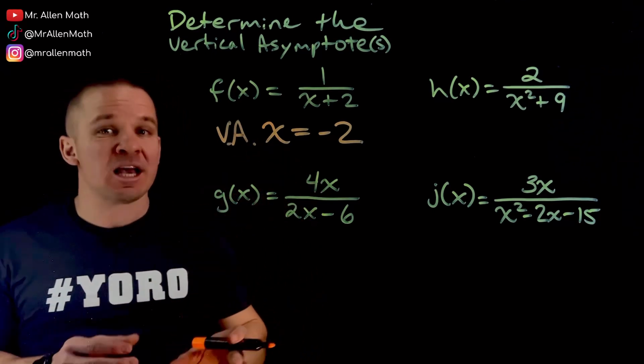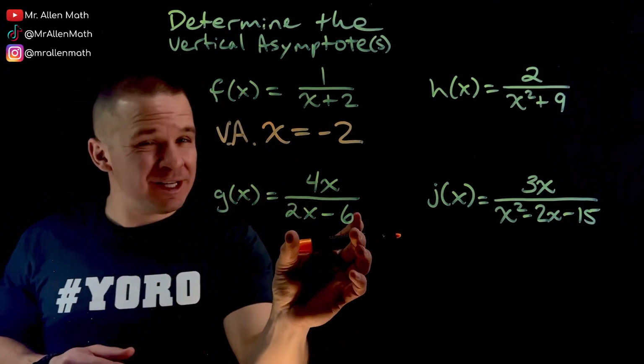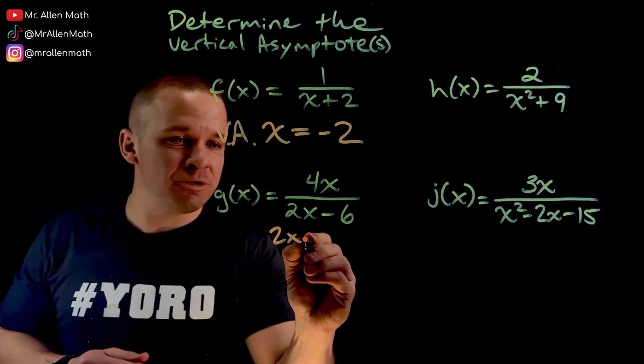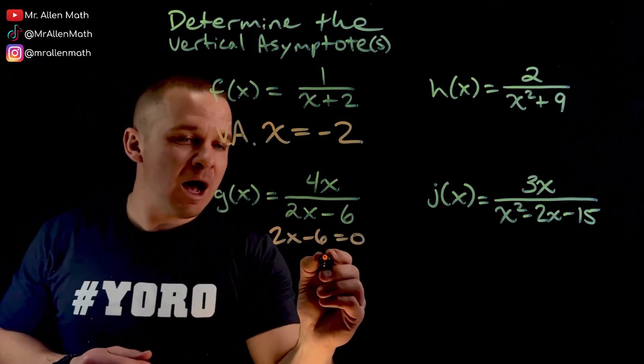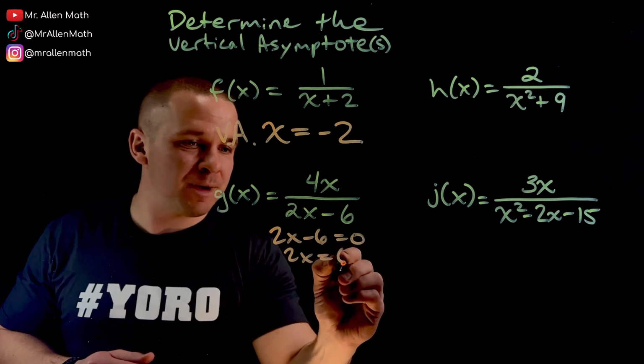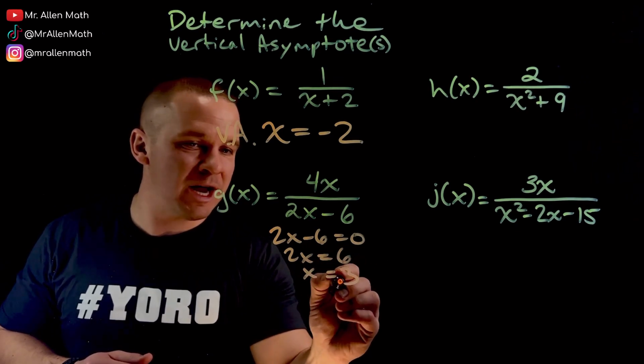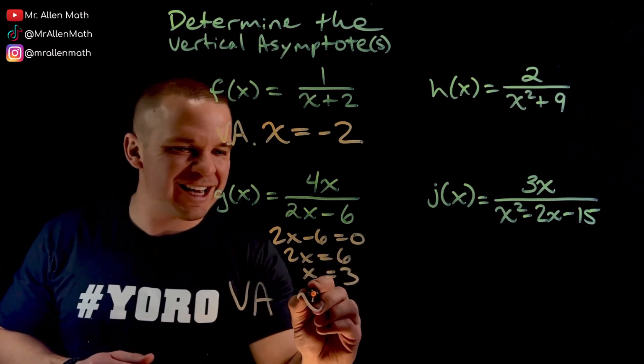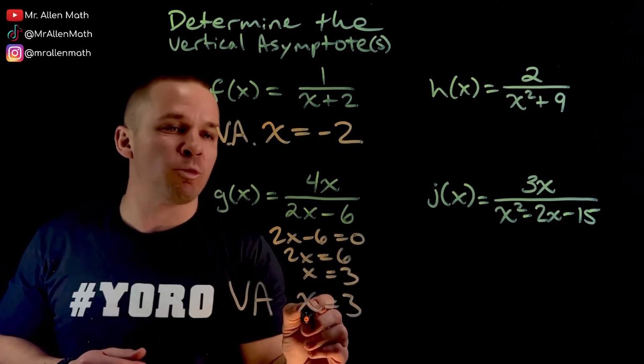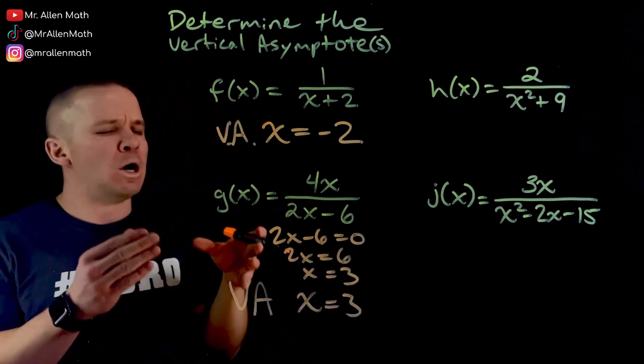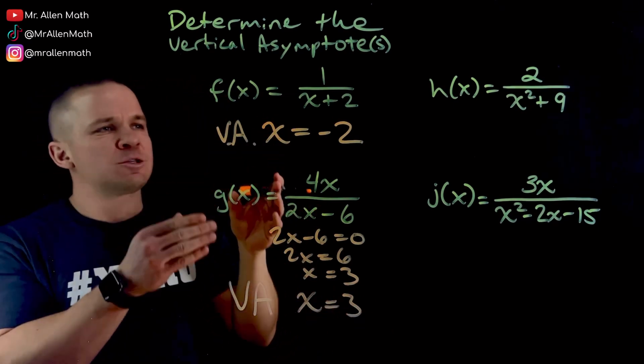On to g of x. Again, looking at my denominator, but this time it's a little trickier. I'm going to set this 2x minus 6 equal to 0. I'm going to get 2x equals positive 6, so x equals 3. My vertical asymptote is x equals 3, since that's what will make my denominator 0. Next one over here.